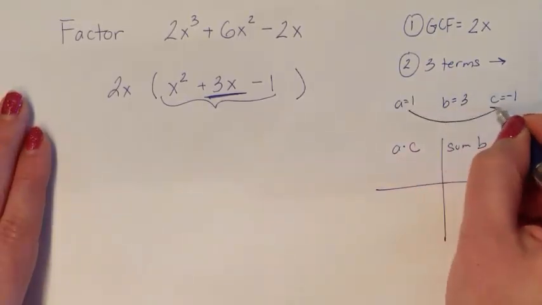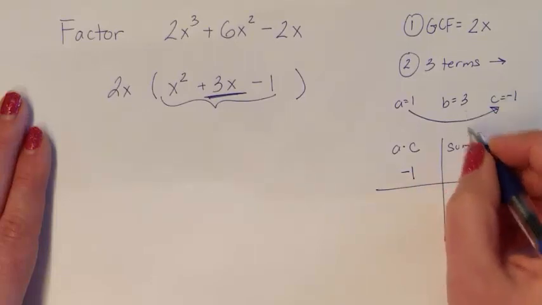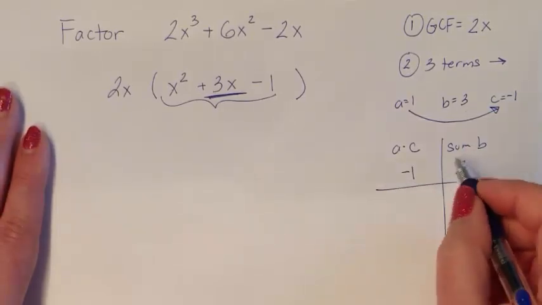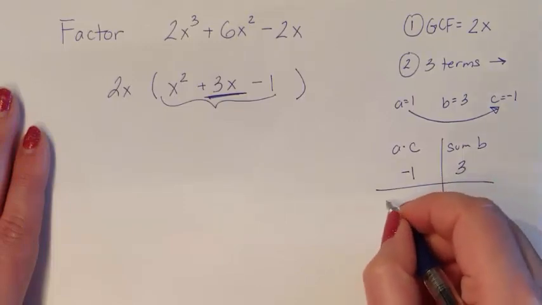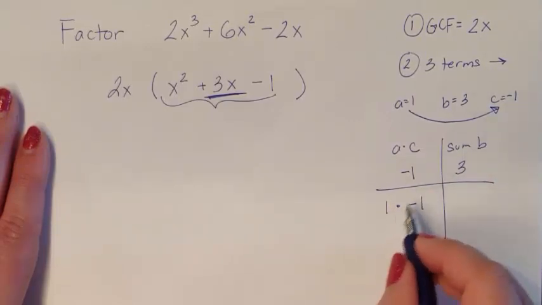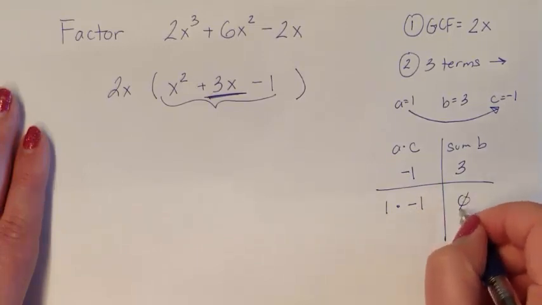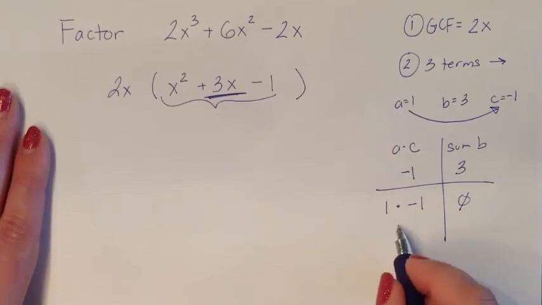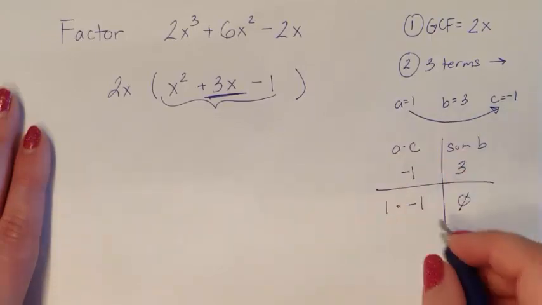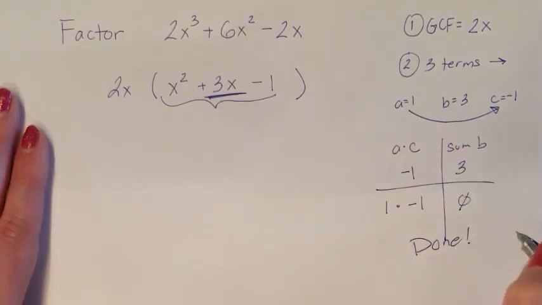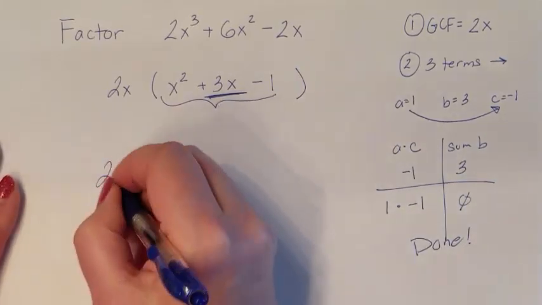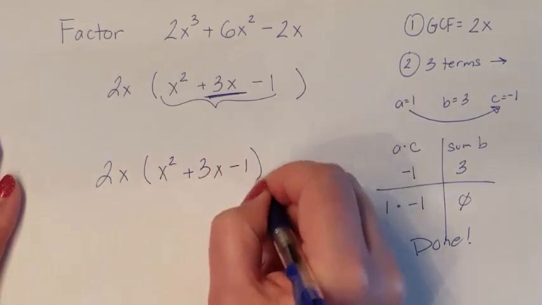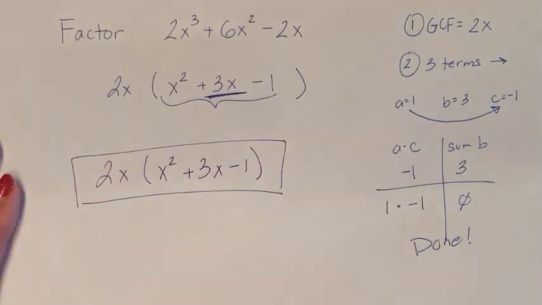So A times C is a -1, B was a 3. Are there any numbers that multiply to give me -1 but add to give me 3? Well, 1 times -1 would multiply to give me -1, but when I add those I get 0. There's no other way to multiply together to get -1. So this is the only list, which means I couldn't factor it at all, which meant I was completely done. So I didn't need to do an area model or anything. My answer is 2x times x squared plus 3x minus 1. This was my final answer in fully factored form.